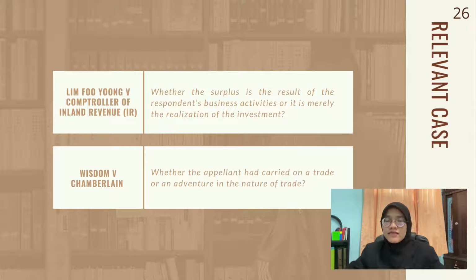The second case is Wisdom vs Chamberlain. The issue is whether the appellant had carried on a trade or an adventure in the nature of trade. The respondent was a man who earned a very large income. His assets were in the region of £200,000 in stocks and shares, government securities, a country house and a yacht which was being built. Due to the devaluation of the pound, Mr. Halpern advised Mr. Wisdom to find something against the dollar that would maintain its value and could be sold at a profit, such as ingots and bars of silver.